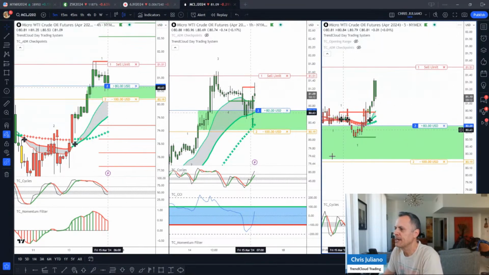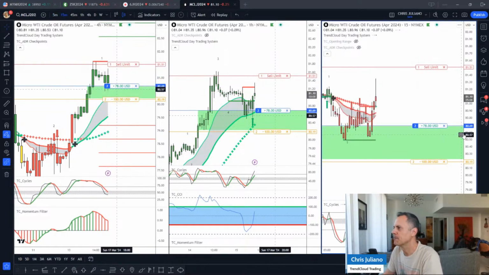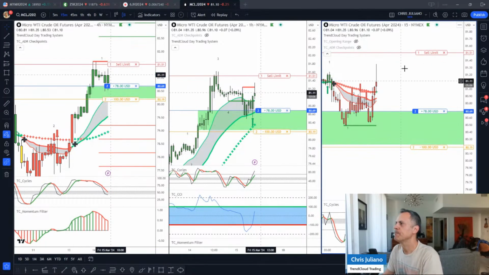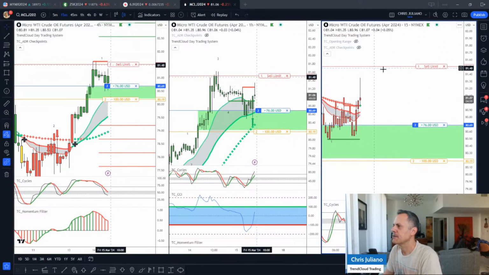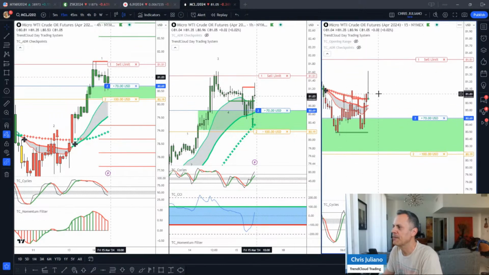So yeah, starting to pull back on that 5-minute chart, 15-minute chart. We should have enough to get us to that point there. And then we've got the opening range to think about as well.